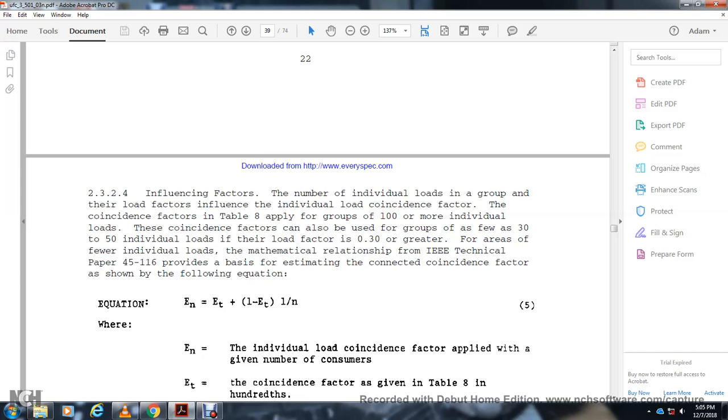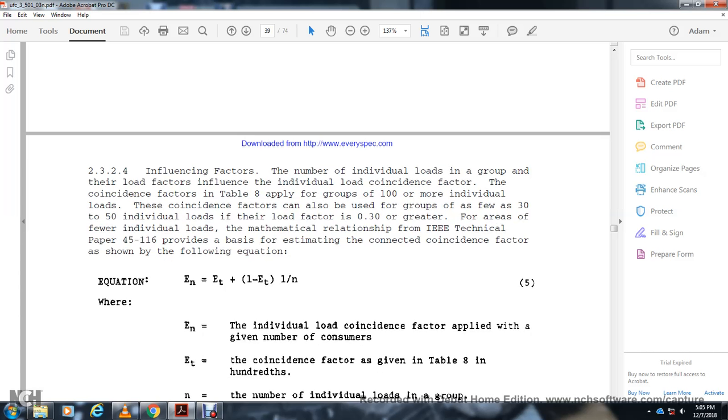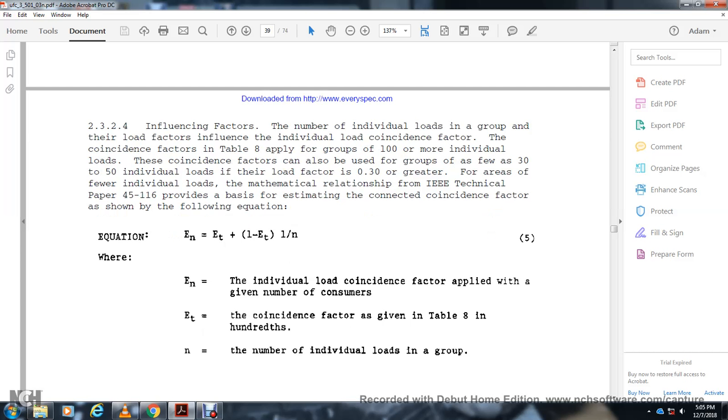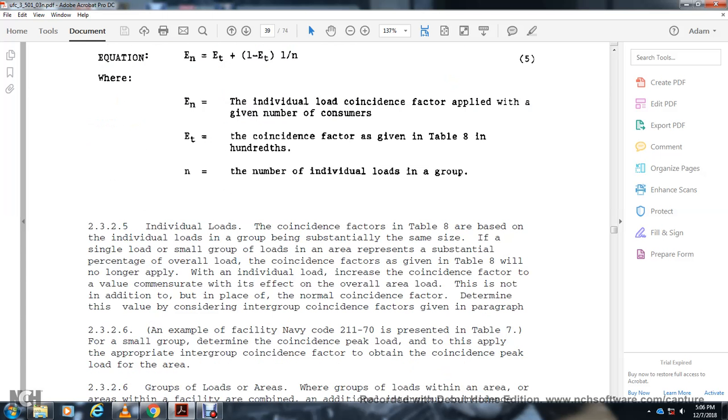The individual load coincident factor applied with the given number of consumers equals the coincident factor given in Table 8 for the hundreds, plus the coincident factor given in Table 8 for the hundreds, minus 1, times 1 to the power of 1 divided by the number of the individual loads in the group. The coincident factor in Table 8 is based on the individual loads of the group.